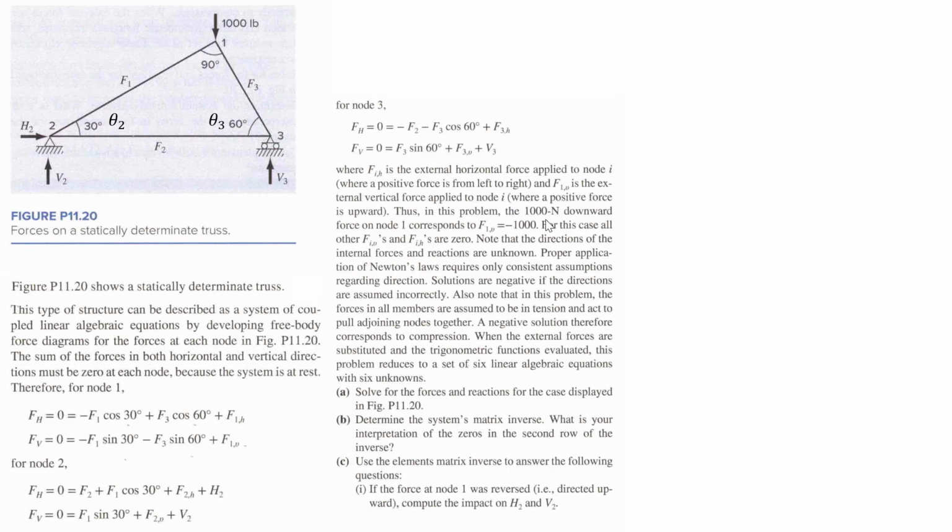Thus, in the problem, the 1,000 Newton, that should be pound, the 1,000 pound downward force on node 1 is F1V equals minus 1,000 because of the convention. And then it says to make all of the other FiVs and FiHs 0, and they show up in the various equations here.